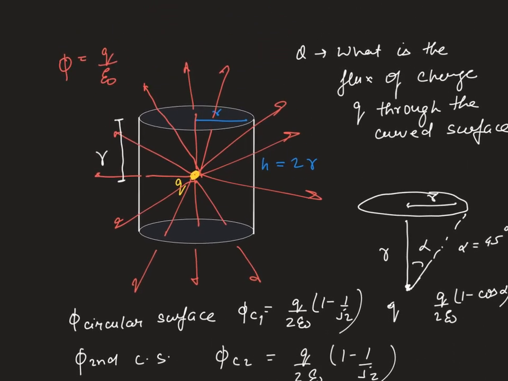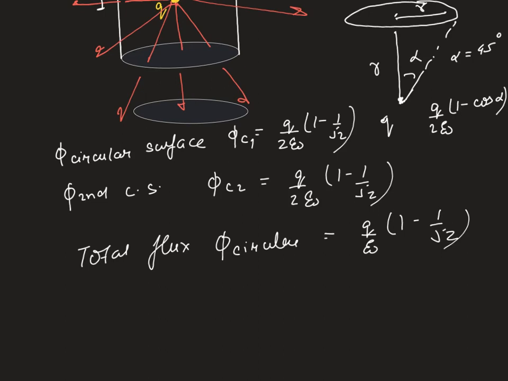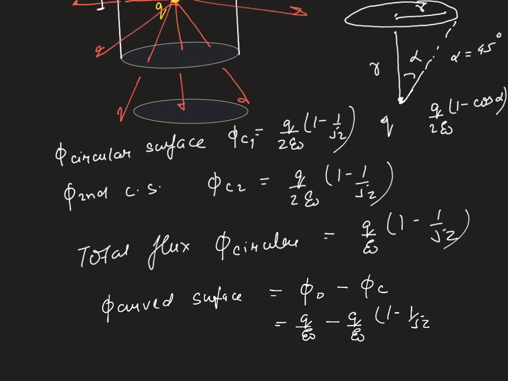Now back to the diagram. If you have found the flux through this circular surface and the flux through this circular surface, and you already know what the total flux is, I guess you would know what the flux through the curved surface is going to be. Alright, let's leave it at that. So the flux through the curved surface is going to be the total flux phi naught minus the flux through the circular surfaces. So q by epsilon naught minus q by epsilon naught into 1 minus 1 by root 2, and that will be equal to q upon root 2 epsilon naught.